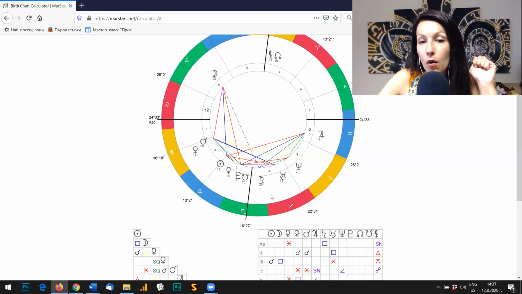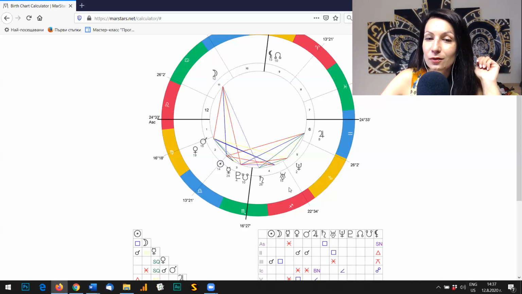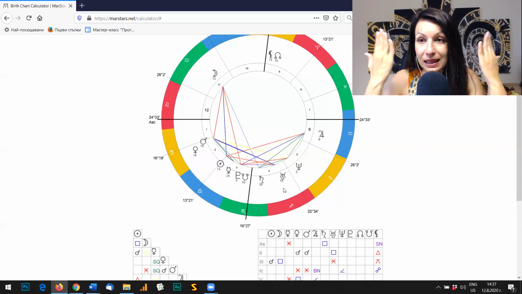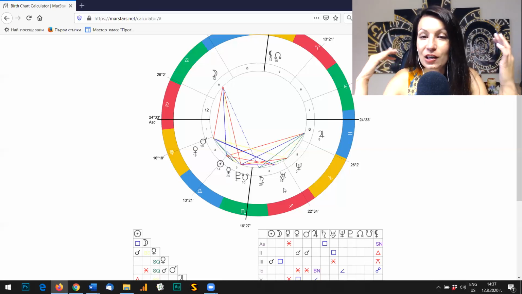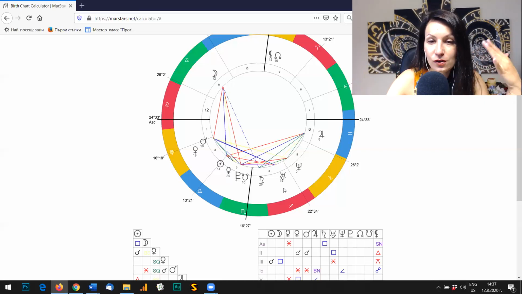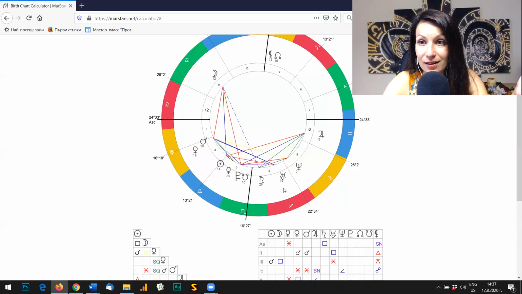And overall, we can say that for this person, it's not easy to fulfill his needs when it comes to family environment and home. Why? Because he has both Saturn and Uranus in fourth house, which are completely different. Saturn wants the stability, certainty, reliability. Uranus wants adventures, changes, variety.